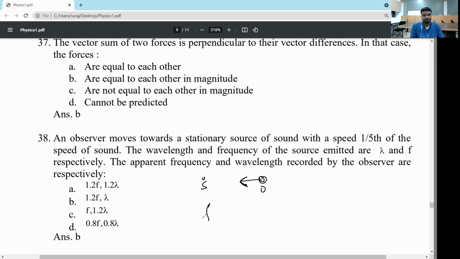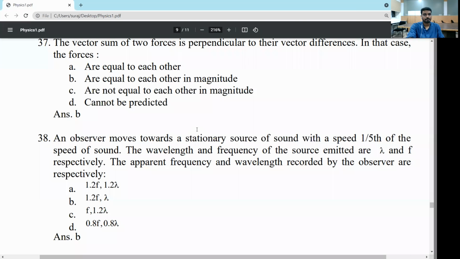Okay, so f will be equal to what? f naught times (v plus v naught) by v s. The source is stationary, so use the Doppler formula. Option B will be correct. Use this formula. v is the velocity of sound, v naught is the velocity of the observer, and f is the original frequency.